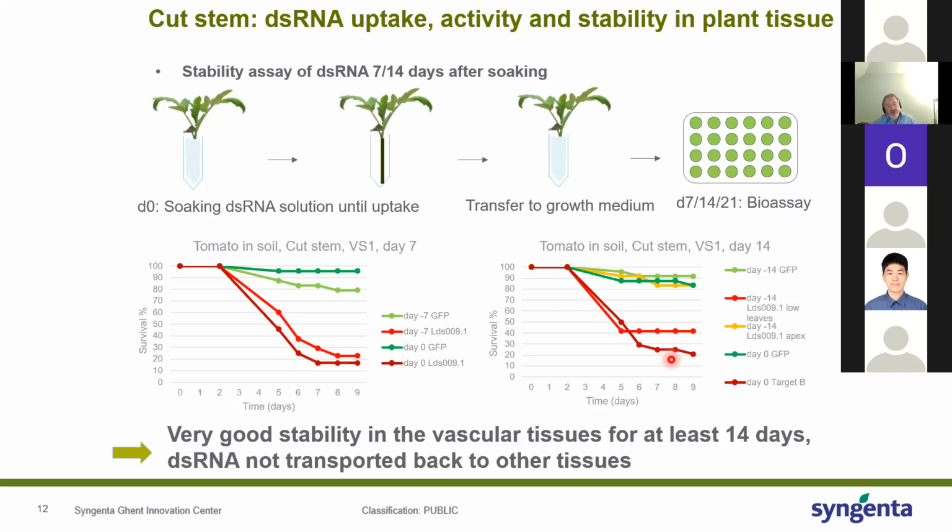Another interesting finding was that during the course of these experiments, these plants developed new tissues, new leaves. And if you look into these newly formed leaves, this is the yellow line here, we cannot find any activity. So in some way this double-stranded RNA is taken up by the plant. It is stored in this kind of plant tissue. It remains stable for quite some time, but it is not transported back to other tissues. I think that was quite clear from this experiment.